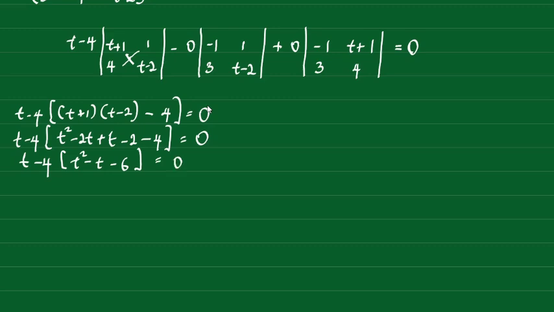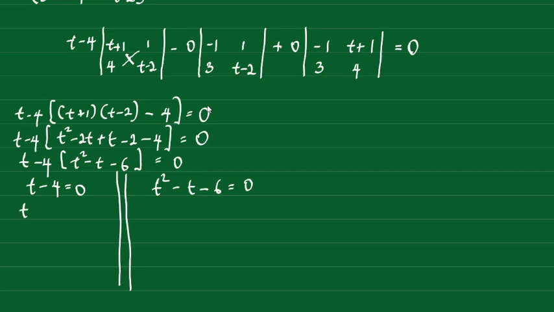Now we equate both terms in our expression to 0. So we have t minus 4 equal to 0. Separate the term. We have t squared minus t minus 6 also equal to 0. t minus 4 equals 0. We take minus 4 to the other side of the equal sign, and we end up having t is equal to 4 as our answer, and this is a part of our expression.